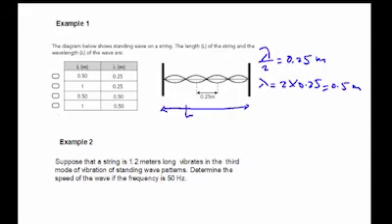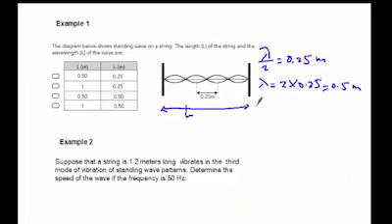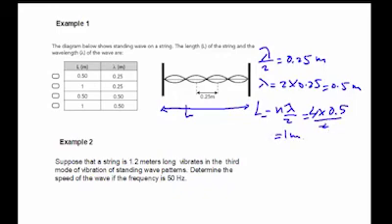Now we have to determine L. Going back to the expression for L, which is equal to n lambda over 2, we have here 4 loops, the 4th mode of vibration, so 4 times lambda over 2, which is simply equal to 1 meter. So this is our correct answer.